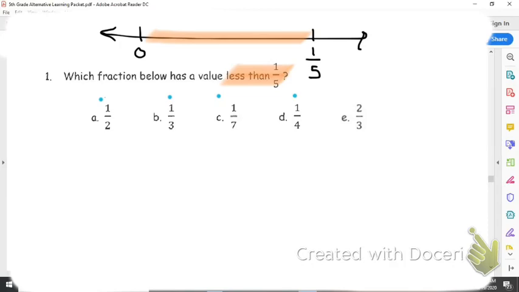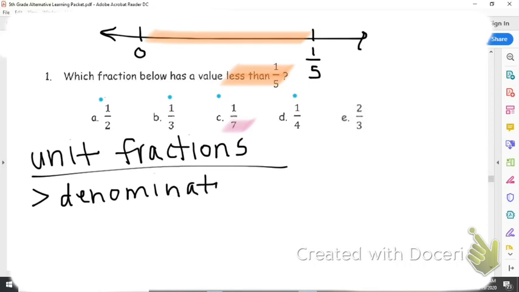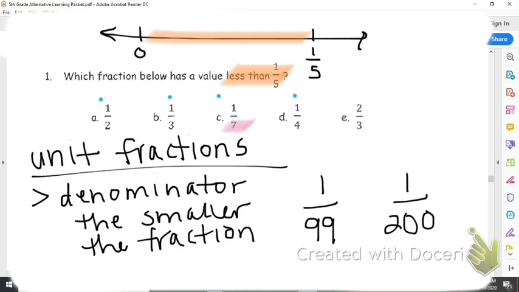Okay, so for unit fractions, what we're realizing is the larger the denominator, again, this is only true for unit fractions, the greater the denominator, I'll write it out, the smaller the fraction. So 1/99 is going to be even smaller. 1/200 is going to be even smaller.